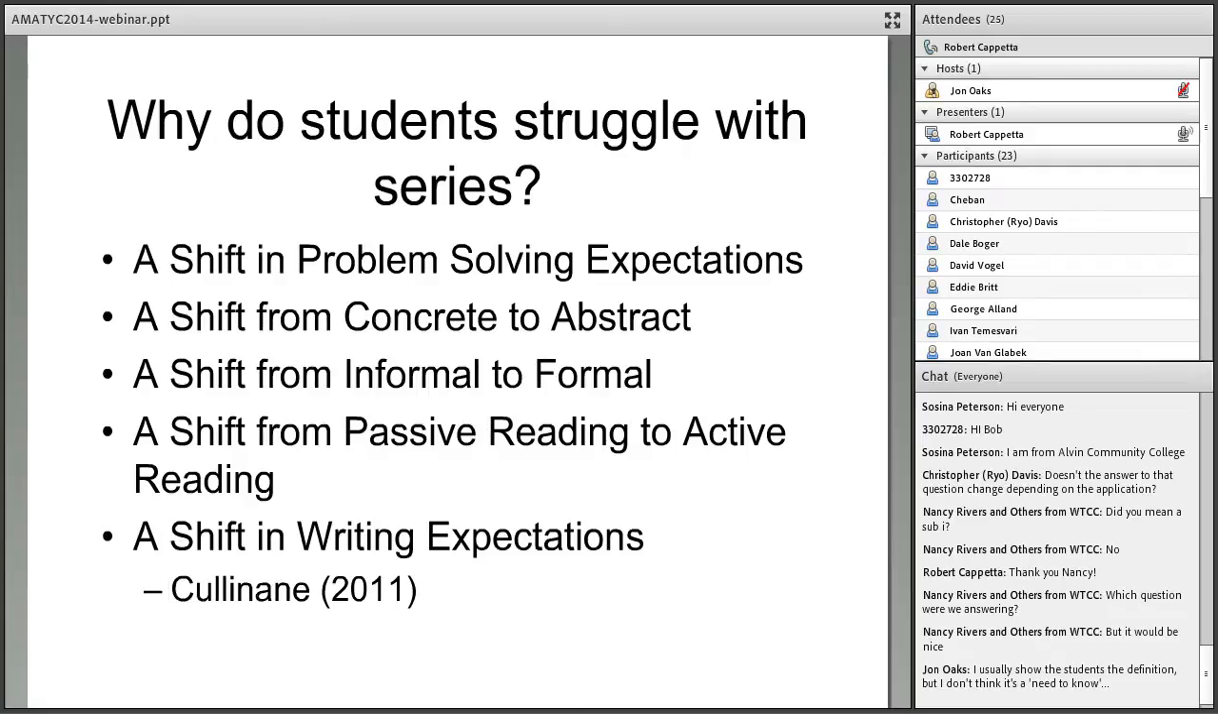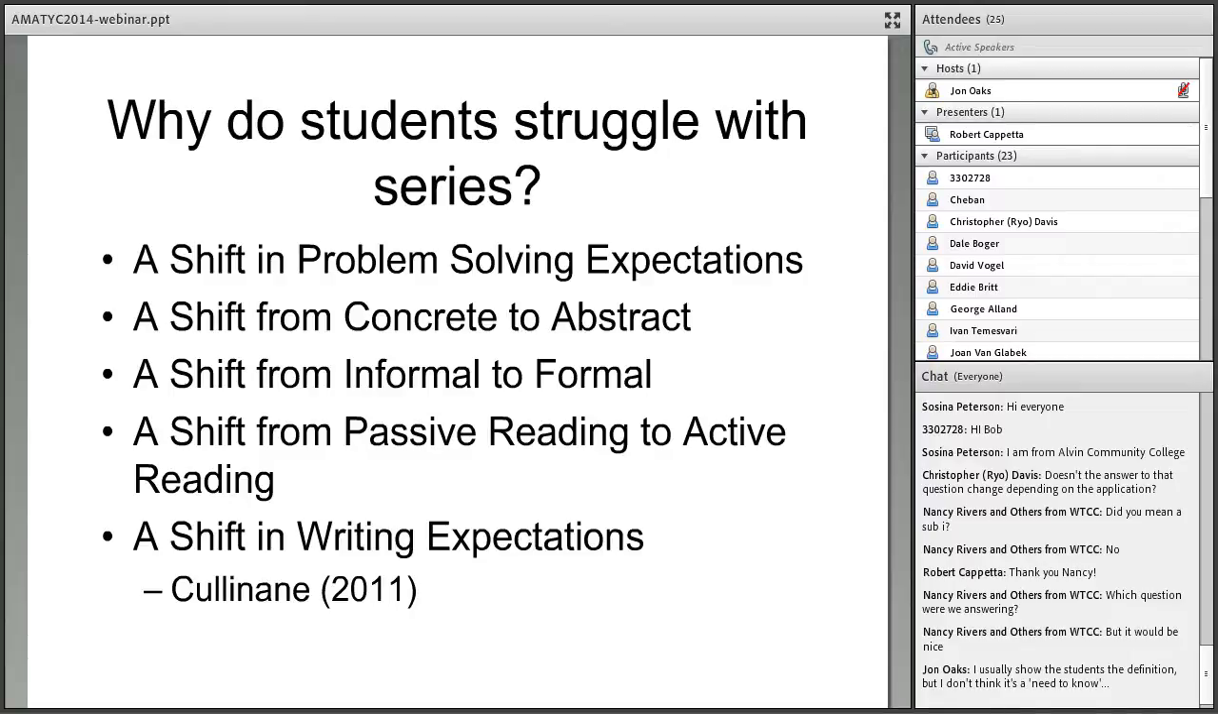Now, Cullinane in 2011 looked at the reasons students struggle with series. And what I tell my students is once you start Calc 2, you are moving from doing mathematics as a child to doing mathematics as an adult. You are no longer simply mimicking processes done by an instructor. Your job is to be able to identify the meaning of various concepts, prove things as you go along. So the type of problems change. We're going from more concrete problems to more abstract problems. You'll recognize that this process requires a certain amount of formality.